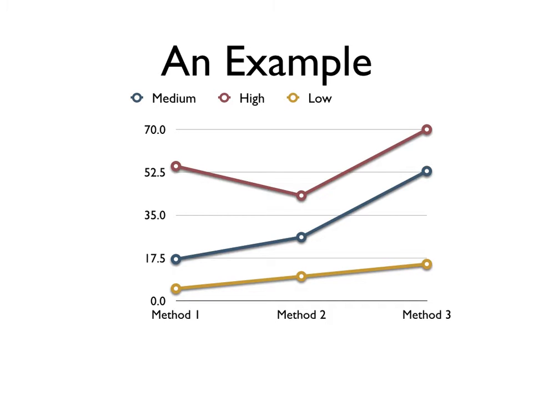So the randomized block is the general case, and the special case is the repeated measures. We don't usually do randomized blocks, but theoretically it really is the more general way of thinking about repeated measures.